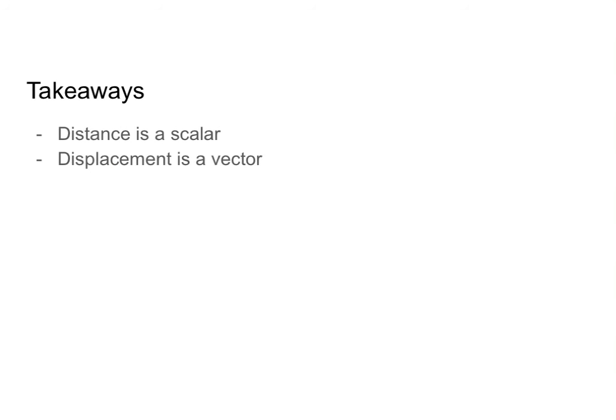So let's go ahead and talk about takeaways. First of all, we know that distance is a scalar and displacement is a vector. And so what that means is that when we're figuring out distances, we're going to do scalar addition, aka 2 plus 2 equals 4, 6 plus 6 equals 12, and so on and so forth. Displacement, on the other hand, is a vector, and so we're going to have to do all of our vector addition rules.